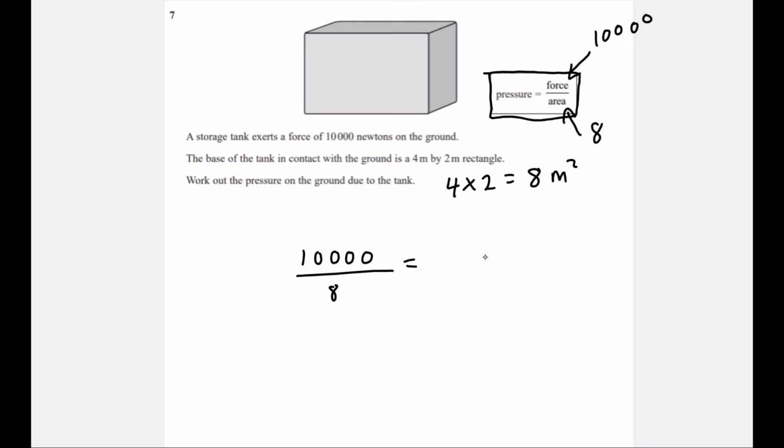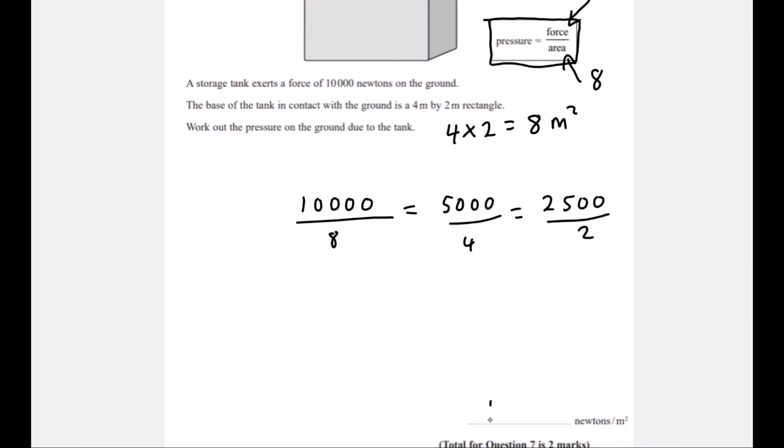So let's simplify this. Half the top, half the bottom. 5,000 over 4. Half them again. 2,500 over 2. And half of 2,500 is 1,250. So the pressure is 1,250 newtons per meter squared.